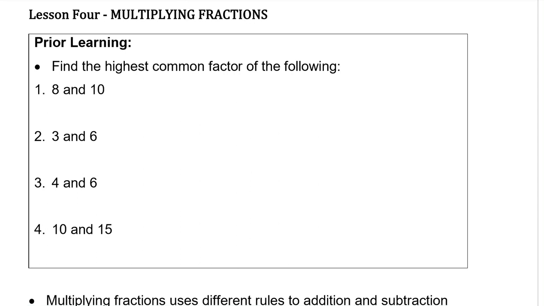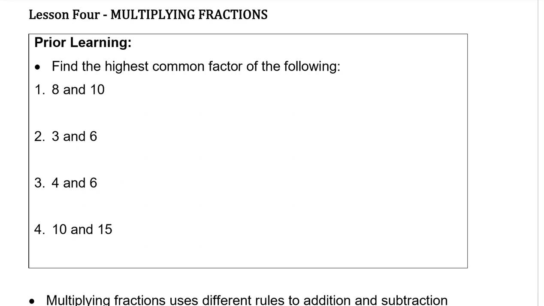To do multiplying fractions, we need to be able to find factors to help us cancel things out. So although this is the fractions topic, these prior learning questions are revision on how to find factors so that we can find things to help us cancel things out when we're multiplying.